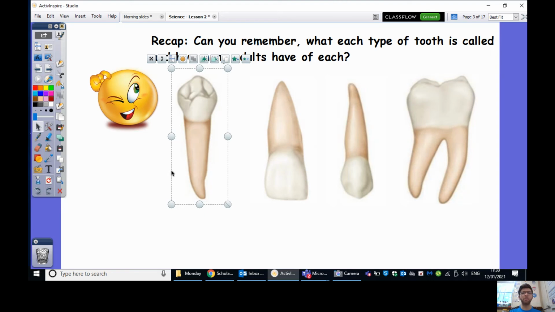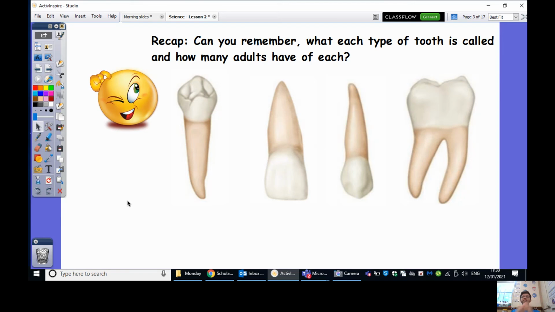Excellent job. Well done. Those are our premolars. Our premolars there, those short, small and flat ones. And how many of those do we have? I know it's a lot of calling out, but it's really important that we remember these. 3, 2, 1. Hopefully we said 8 of those. So we have 2 in each corner of our mouth.